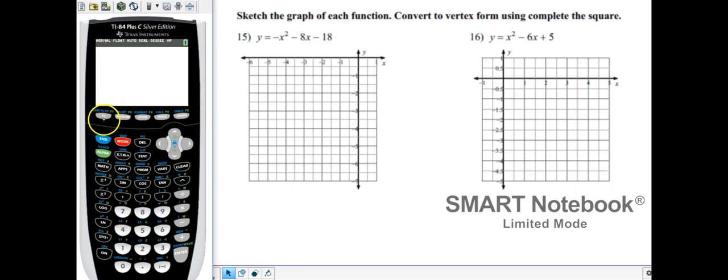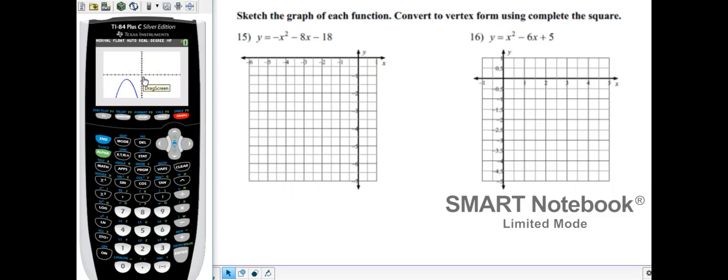So using the y equals button right here, we will just punch in our equation. Let's see, I turn it on. Y equals. Clear that out. So we have negative x squared minus 8x minus 18. And then let's see what that looks like. So you got this graph that's going to look like that.